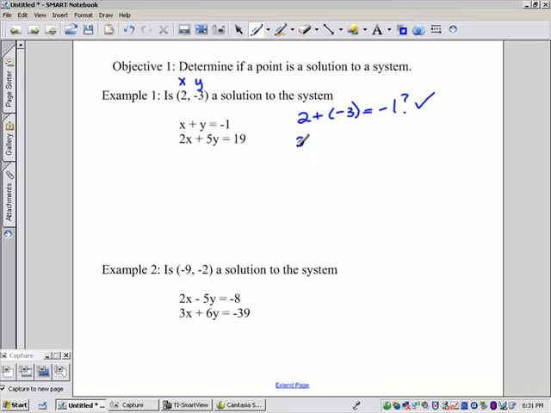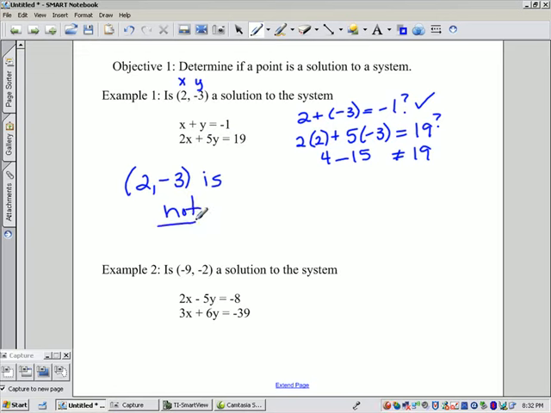In the second equation we plug in 2 times 2 plus 5 times -3. Is that equal to 19? Well, 2 times 2 is 4. 5 times -3 is -15. But 4 minus 15 equals -11, not 19. So since it only satisfies one of the equations in the system, we say that (2, -3) is not a solution to the system.